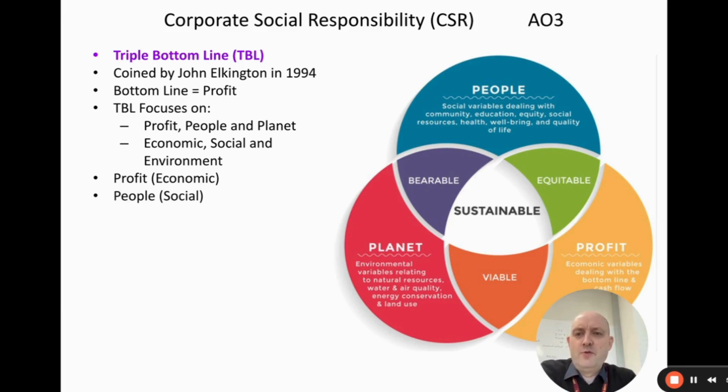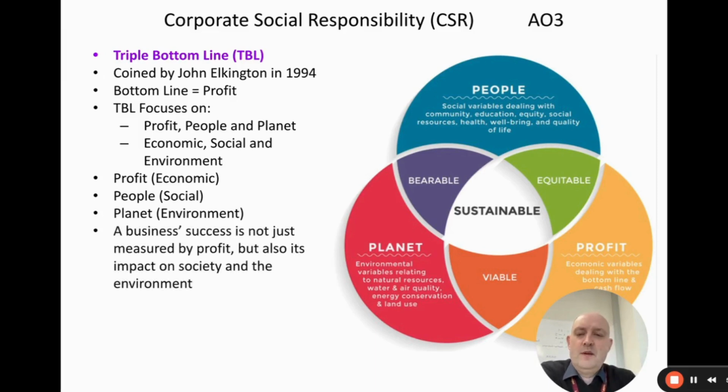But then also we focus on people, which is the social elements. So people will be employees, suppliers, and other people involved, or other stakeholders within the business that we saw earlier. And then the planet as well, which is a focus on the environment. And basically here, the triple bottom line says a business's success now is not just measured by profit, but also its impact on society and the environment.